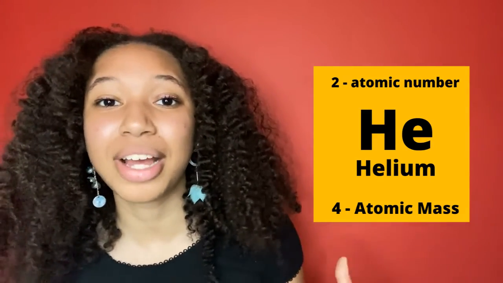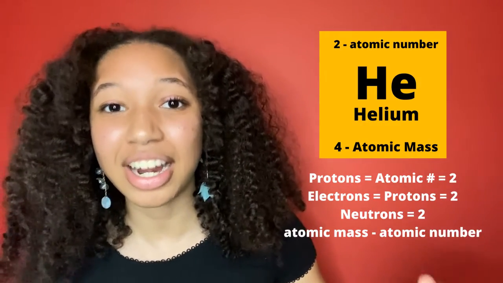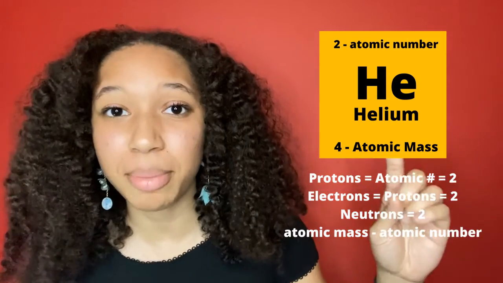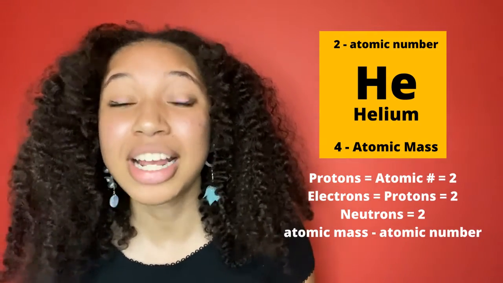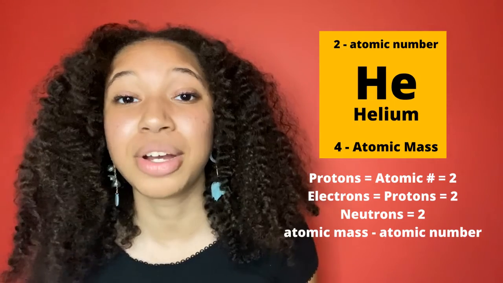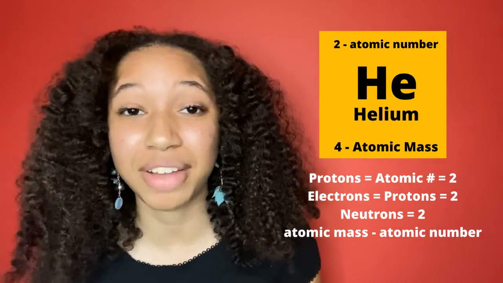So now we know those numbers, but let's figure out how many protons, electrons, and neutrons are inside of an atom of helium. So then we're going to find that here. For the protons, we're going to use the atomic number. So it's going to be the same number of protons as the atomic number. And the same thing goes for the electrons. So in any element on the periodic table, protons and electrons will have the same number.